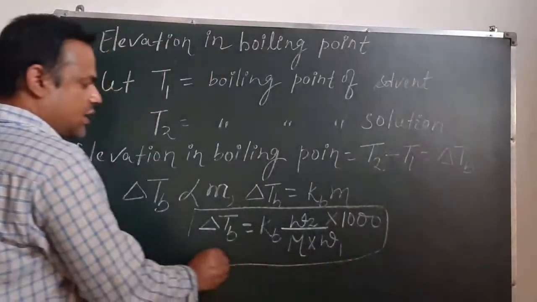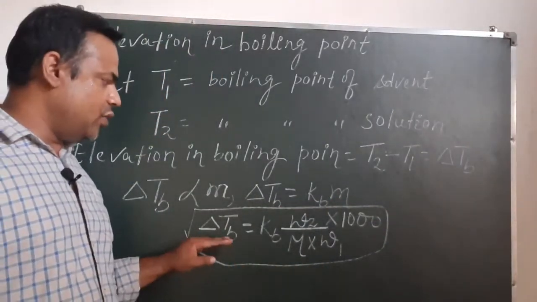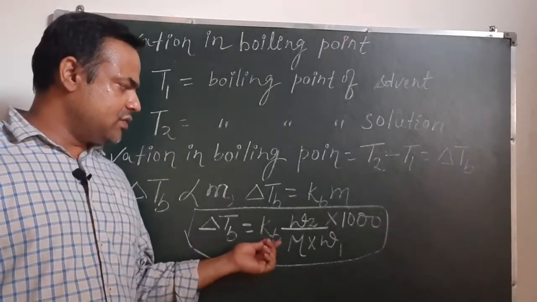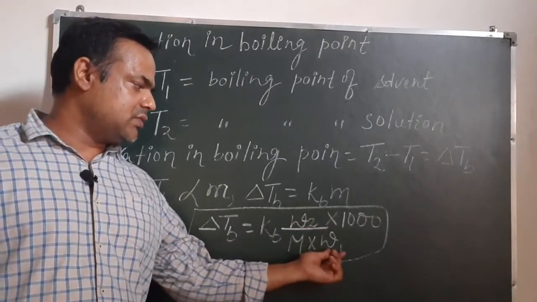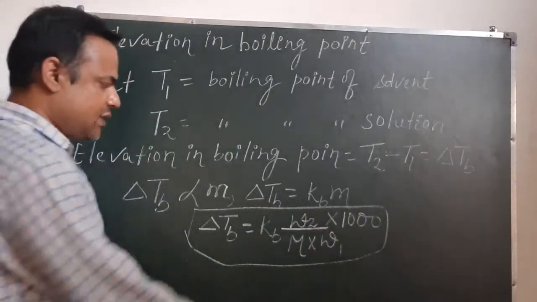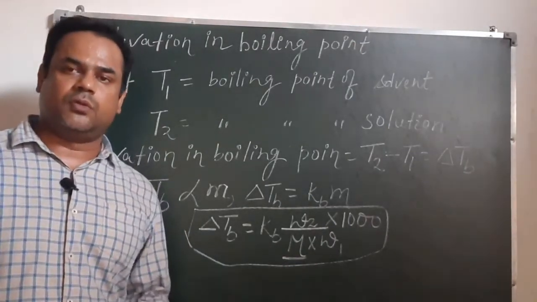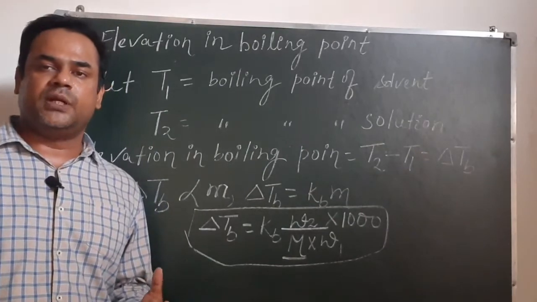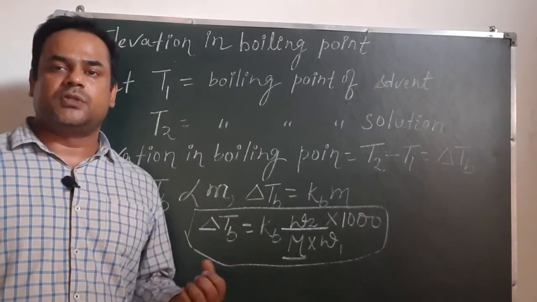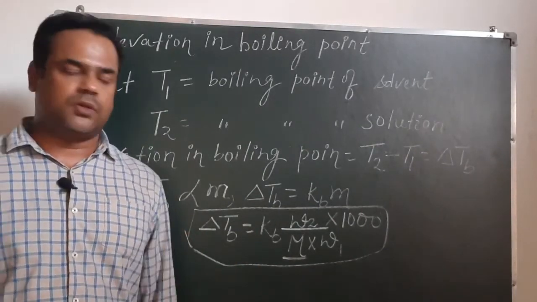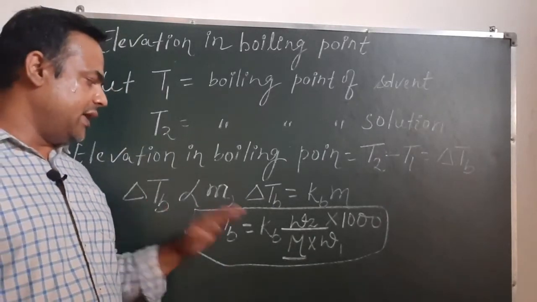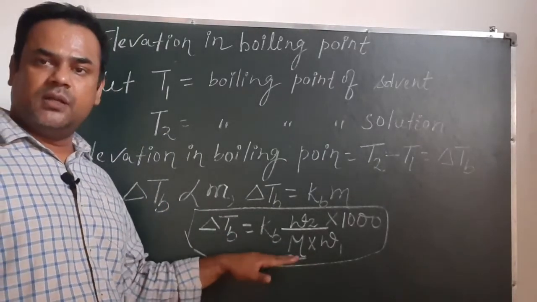From this formula, if we have elevation in boiling point, Kb is known, and mass of solute and mass of solvent are known, then we can determine the molar mass of solute. So basically the use of colligative property is to determine the molar mass or molecular mass of solute. So with the help of colligative properties, we can determine molar mass.